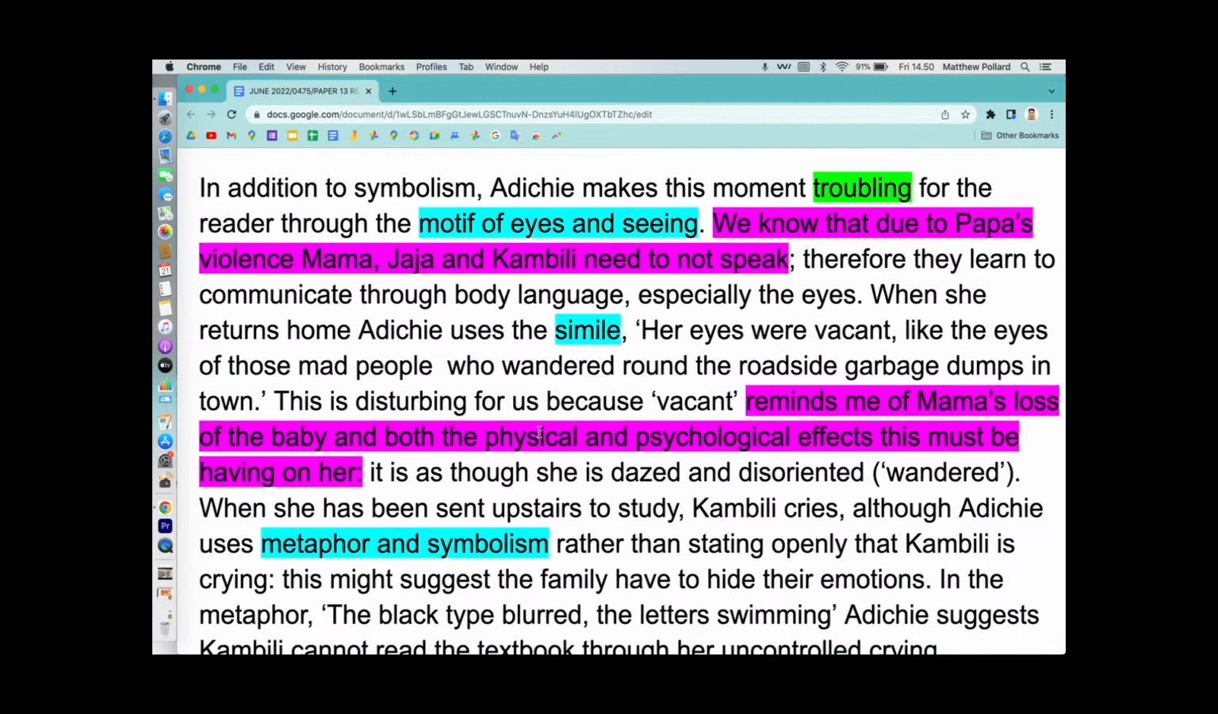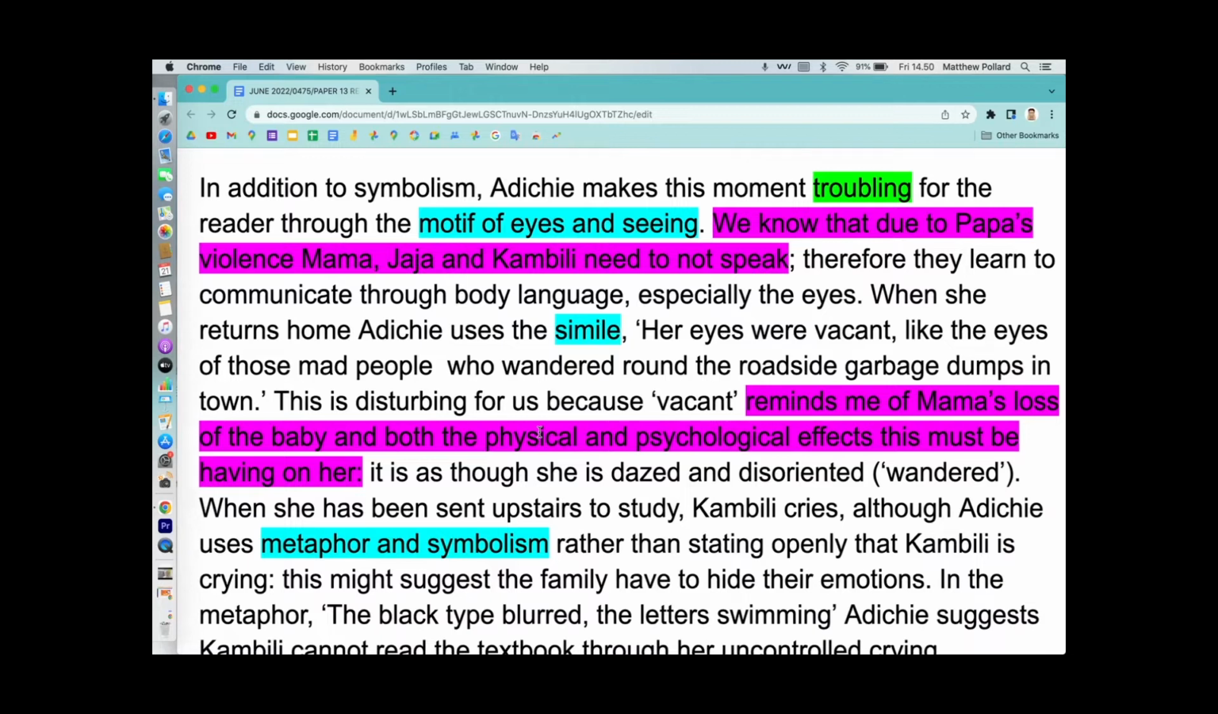Okay, next paragraph. In addition to symbolism, Adichie makes this moment troubling for the reader through the motif of eyes and seeing. We know that due to Papa's violence, Mama, Jaja, and Kambili need to not speak. Therefore, they learn to communicate through body language, especially the eyes. When she returns home, Adichie uses the simile, her eyes were vacant, like the eyes of those mad people who wandered around the roadside garbage dumps in town.